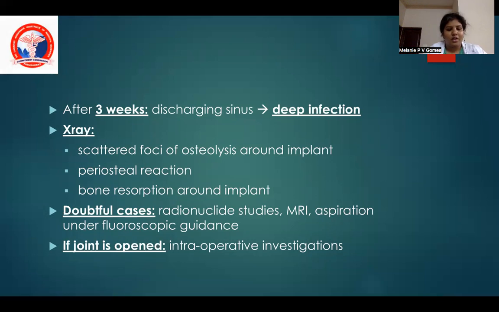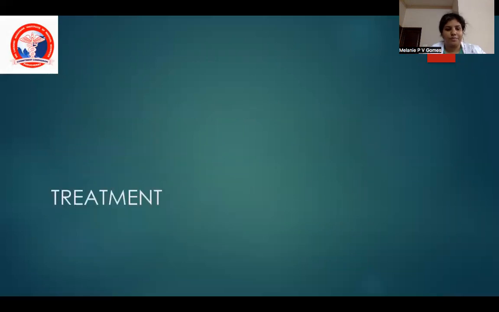In doubtful cases, radionuclide studies can be done, or an MRI, or aspiration under fluoroscopic guidance and analysis of the fluid. If the joint is open, intraoperative investigations can be done: WBC count of the synovial fluid, analysis of frozen section, culture and gram staining of the material obtained from the pseudocapsule.